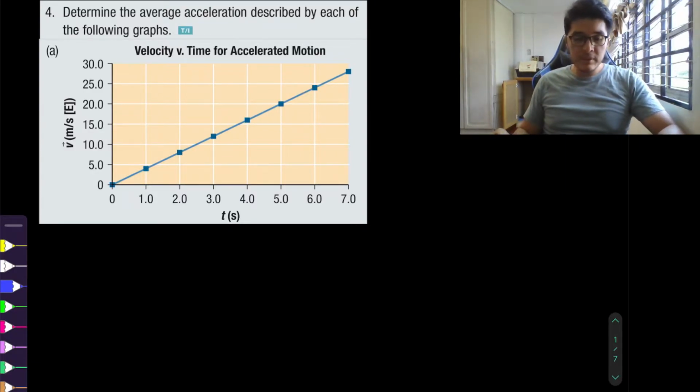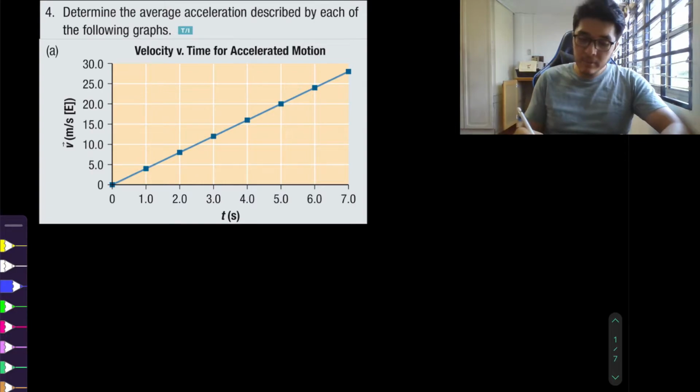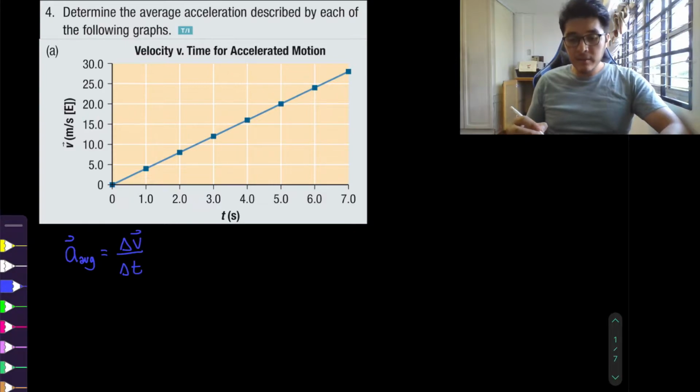Question number 4 says, determine the average acceleration described by each of the following graphs. So there's a multiple part question. Now, the question is asking for the average acceleration. So just as a quick recap, the average acceleration is given by the change in the object's velocity over the change in time. Now, if we're looking at the graph, this is equal to the slope of the VT graph.